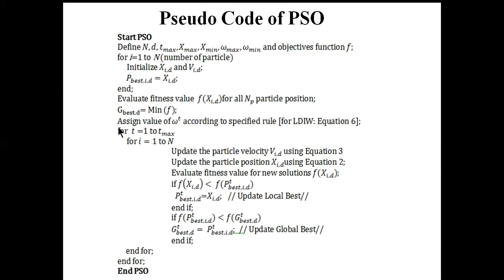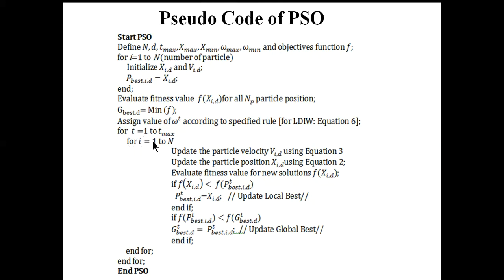So again I am explaining this portion. For t equal to 1 to t max, that means we want to continue the iteration up to t max number of loops. In each loop we want to update velocity, position, global best and local best for each of the individual particles. That's why we use this for loop.